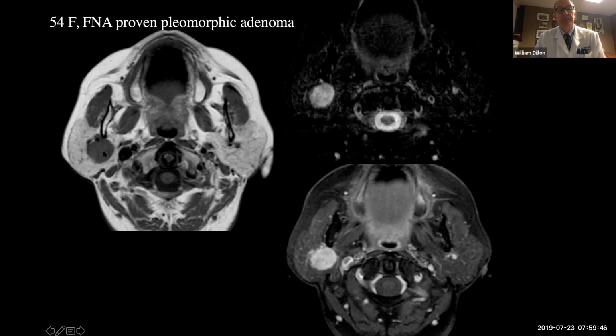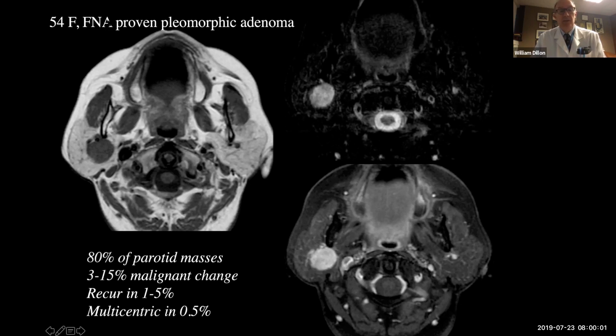Now, what we would do before we took this out is that we would probably do a CT-guided biopsy or an ultrasound-guided biopsy, seeing this, and we don't have to worry about the facial nerve. It's not going to be damaged. We put a needle in that and have our cytologist in the room and do a fine needle aspiration for pleomorphic adenoma.